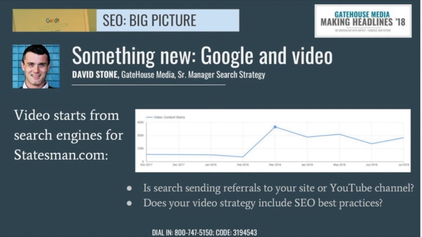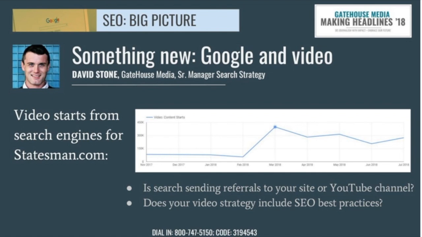Yeah, so back in February, we did some code work, and that allowed us actually to make sure the videos were in the video carousel. But you can see around March, you can see this gigantic spike, and what you're looking at is actually video content starts, so videos that started being watched that came from Google. Actually, this was all search engines, not just Google, but the biggest lift was of course Google.